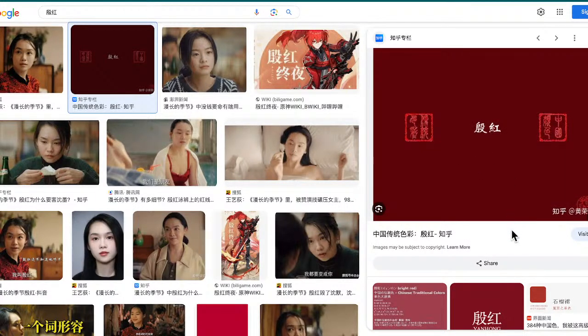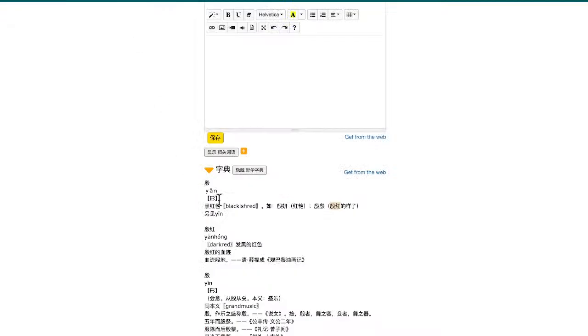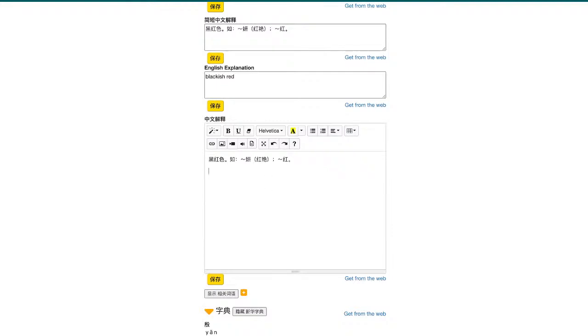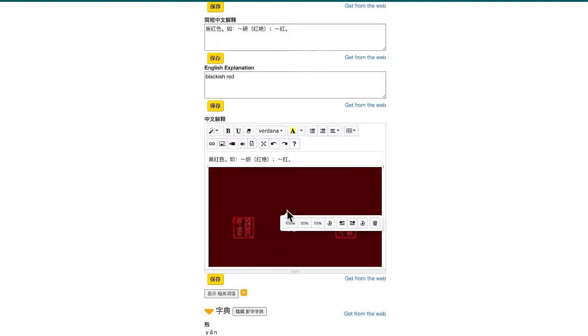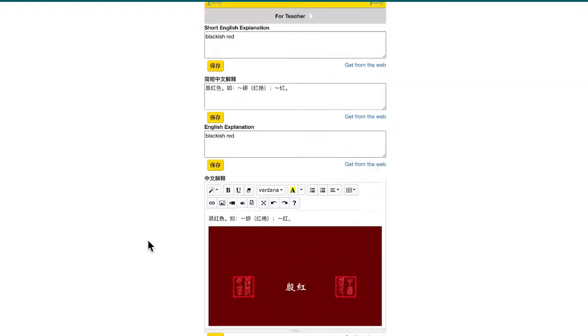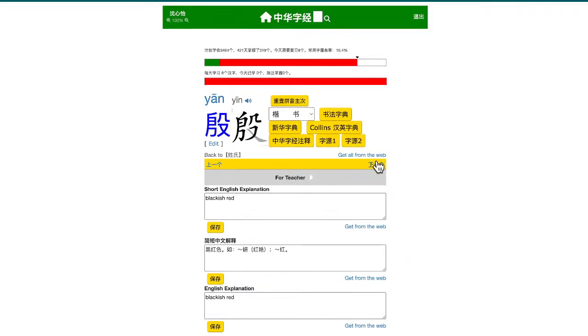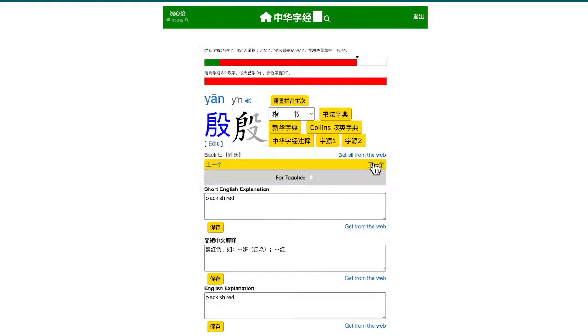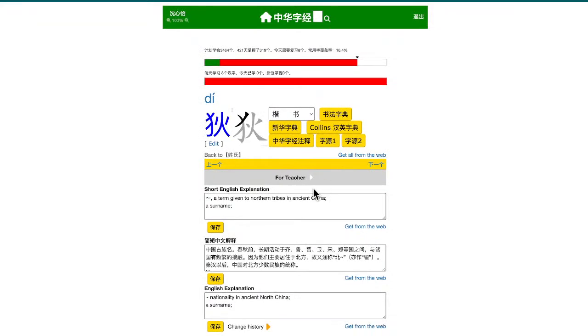You see, it's a pretty dark, right? It's a pretty dark Hong. Let's put it over here. Yan Hong. Yeah, this is a particular type of Hong. Okay, got the Yan Hong. Next one. Oh, let's take a look at the character. Oh, so we already saw that. Next one. 狄. 狄.